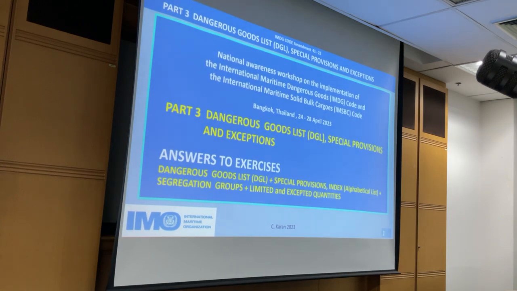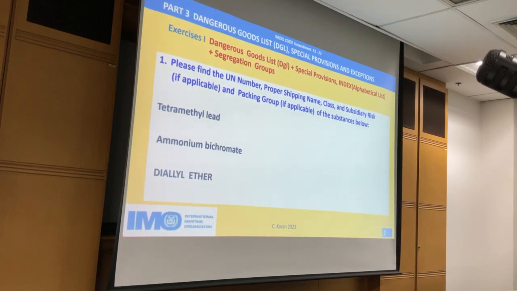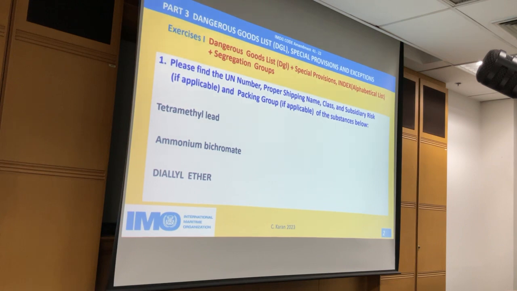Okay, let's continue with part 3. We will only find one. All of them are the same. Let's go over tetramethyl lead. Somebody asks you, tell me the UN number of tetramethyl lead. Or you want to find out if tetramethyl lead is a dangerous substance or not. Is it a dangerous good or not?